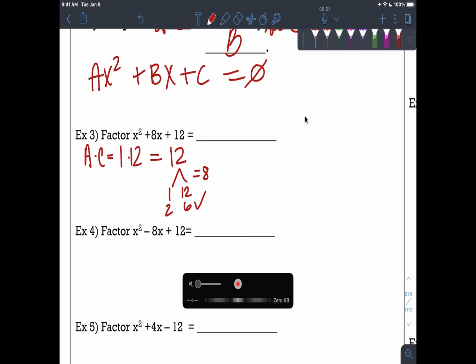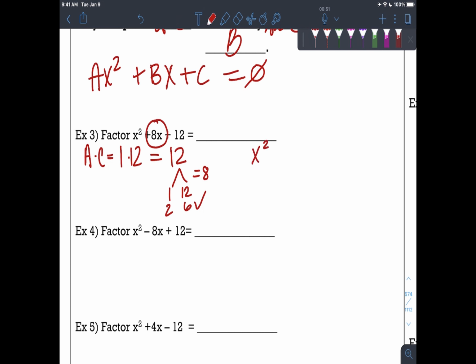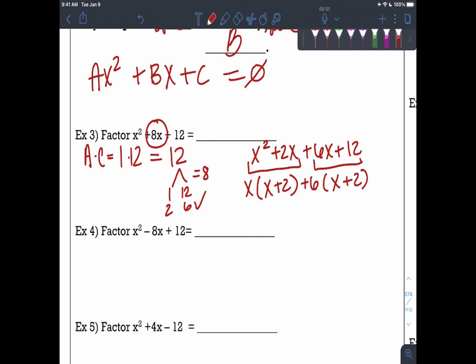Let us go ahead and split apart our B term. So x squared plus 2x plus 6x plus 12. I look at my very first two terms and I say, do they have something in common? Usually this is going to be an x into x plus 2. Over here, I ask myself, is there anything in common? I see a positive 6. I make sure that the inside of these guys matches exactly, and it does. So that means I can combine like terms. And now I am completely factored.